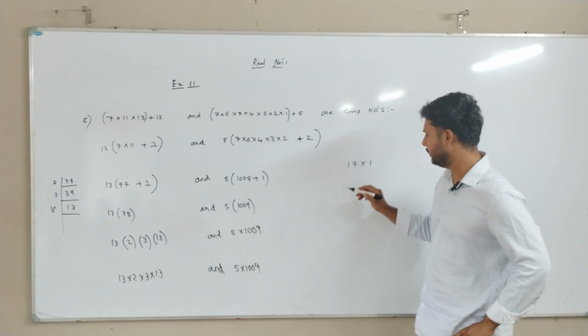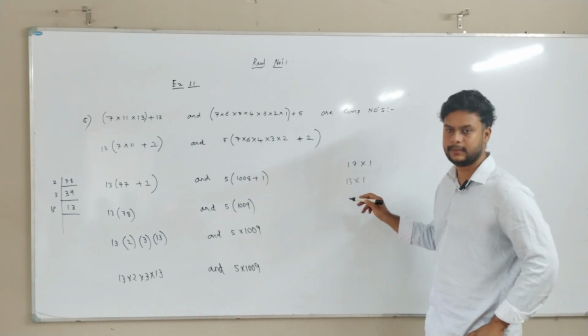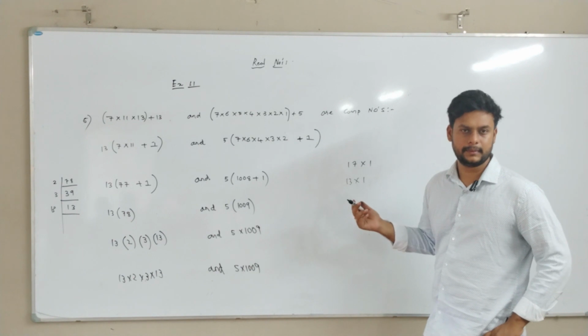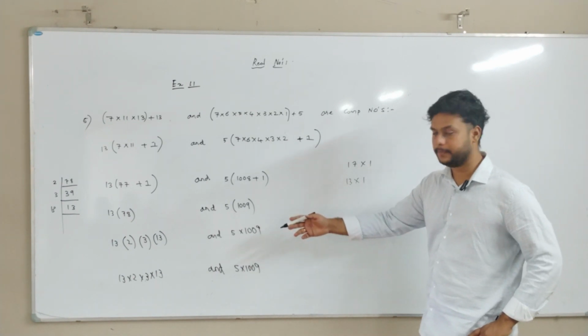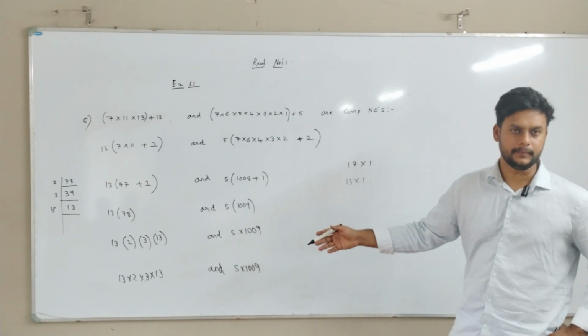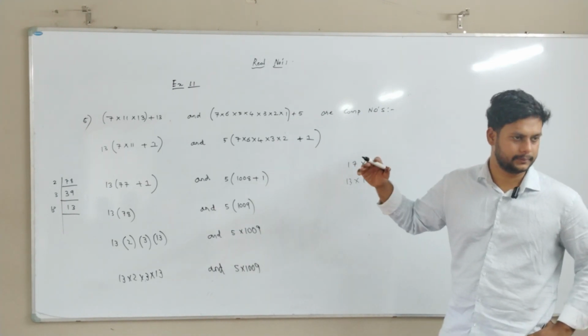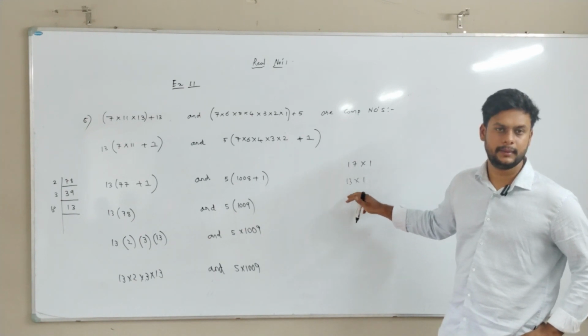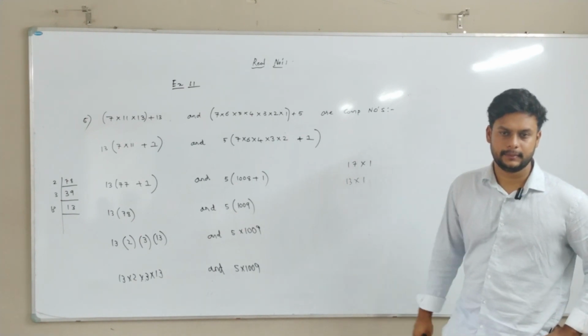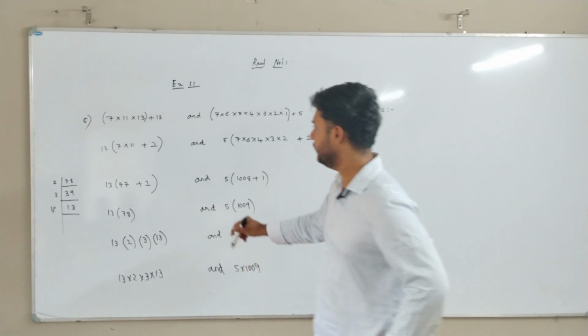Getting 13 into 1? If it is a prime number... Is it appearing like that? There are prime numbers. So that is a composite number. If you see like this, then it is a prime number. Any doubts? What I did here?